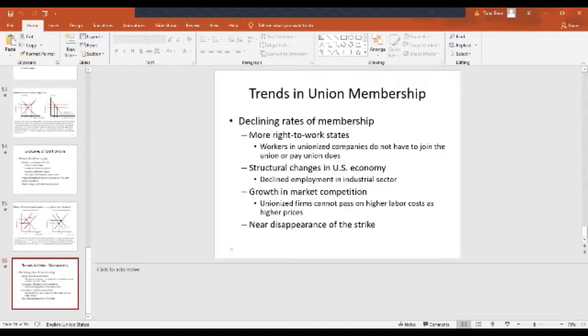Growth in market competition. Unionized firms cannot pass on higher labor costs as higher prices. There's just too much competition in the market, global competition. If we weren't trading on a global scale, it might be possible for unions to inflate prices for labor, and then for those costs to get passed on to the consumer. But in a highly competitive global market like we have now, it's just not possible. Firms will go out of business. If firms don't outsource labor to cheaper labor markets, they simply won't make it because of the highly competitive nature of the global market today.